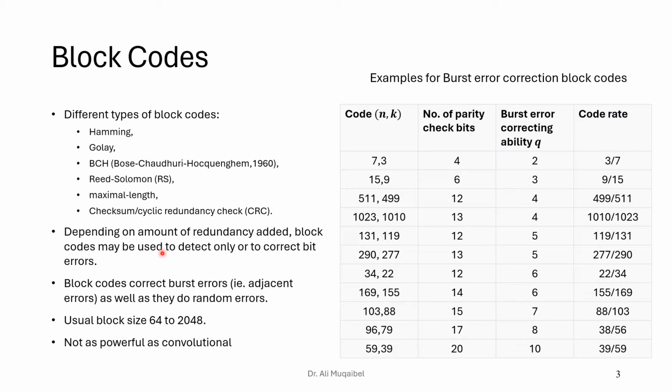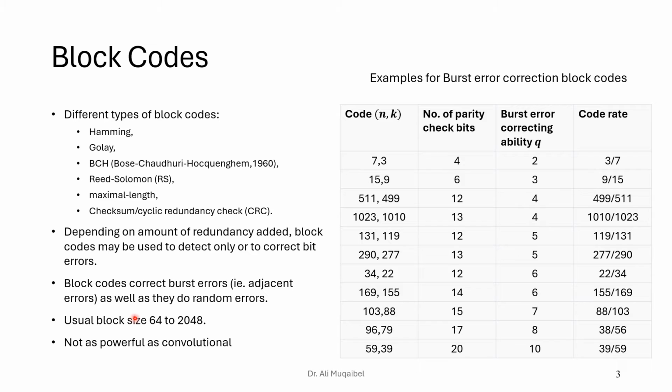Now, depending on the amount of redundancy added, block codes may be used to detect only errors, or they could also help in correcting errors. So more check bits will allow us to correct bits as we get errors. If you recall, we have errors that are random and errors that occur in bursts. So block codes correct burst errors, adjacent errors, as well as random errors.